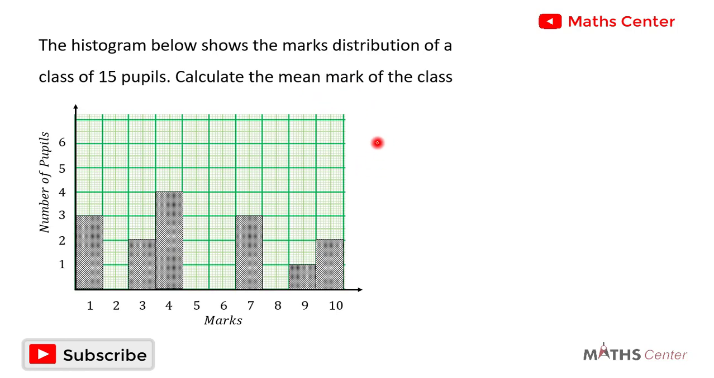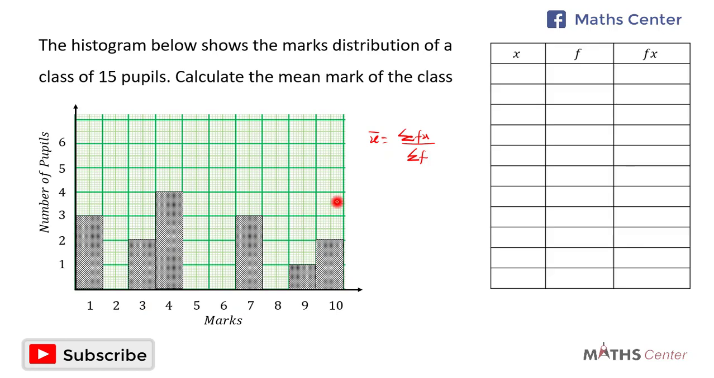The mean mark of this distribution will be given by the sum of fx divided by the sum of f, where f is the number of pupils or the frequency and x is the marks. And so we will draw a table with 3 columns, and then we will have the x values in one, the f values in one, and then fx values in the other.